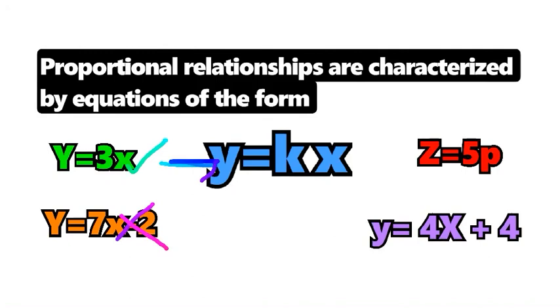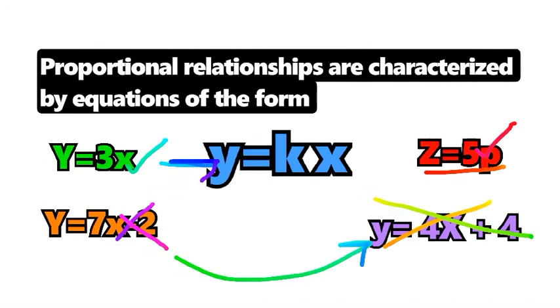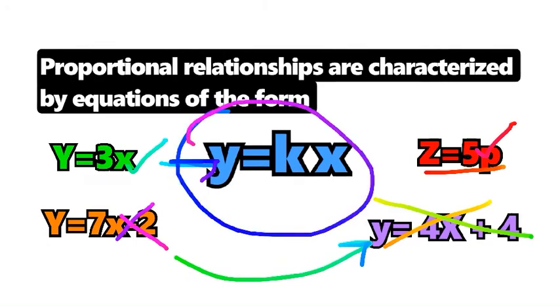z equals 5p, yes, although my variables are different, my constant of proportionality is still going to be multiplied by that one variable. y equals 4x plus 4 is not going to be proportional for the same reason that this orange one was not. So remember, y'all, when we're looking at proportional relationships and their equations, we want to make sure that they follow this same format. The variables might change, our constant of proportionality might change, but everything else is going to want to stay the same.